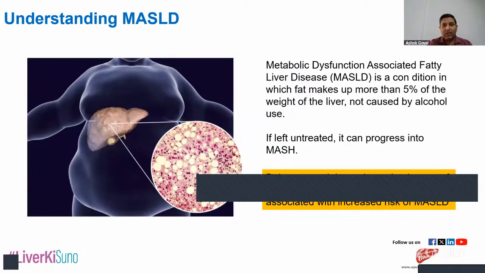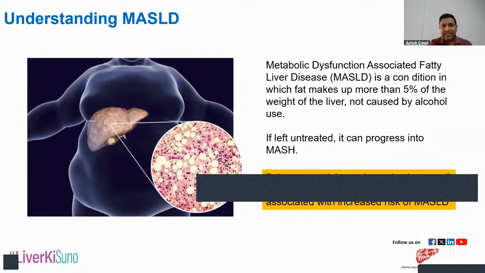Metabolic dysfunction associated fatty liver disease is a condition in which the fat component becomes more than 5% of the weight of the liver, not caused by alcohol use. So whenever we are discussing metabolic dysfunction associated fatty liver disease, there will be no intake of alcohol, though alcohol could be a contributory factor.